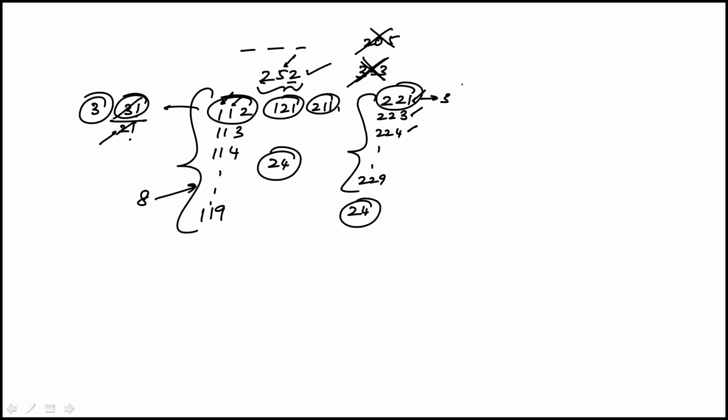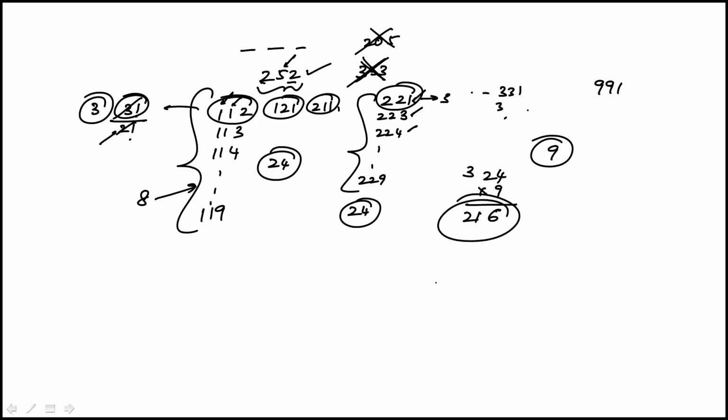So if we then extend this to 331, 332, and then finally to 991, so on and so forth, we'll have 1, 2, let me just make sure, 1, 2, 3, 991. We will have 9 of these, and each one gives me 24. So the total number would be 9 times 24, 216. So this is one way you can do this question. The answer is E.